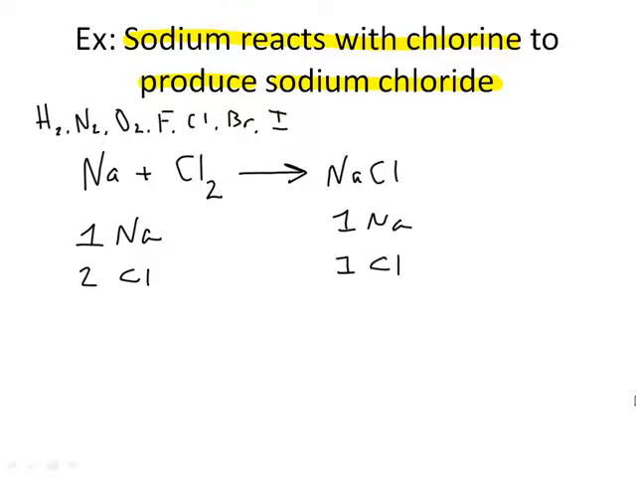So my objective here is to choose coefficients to put in front of each of these things so that I have an equal amount of sodium and an equal amount of chlorine on both sides, at which point the reaction is balanced. It's not balanced right now because I don't have an equal number of chlorines. So the issue is I've got more chlorines on the reactant side than I do the product side. So that means I can adjust the coefficient of my product and increase it to 2.